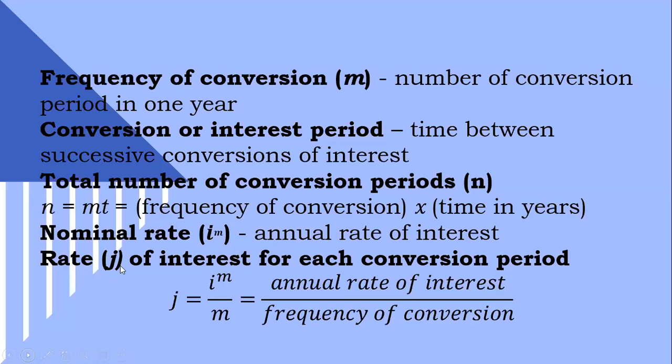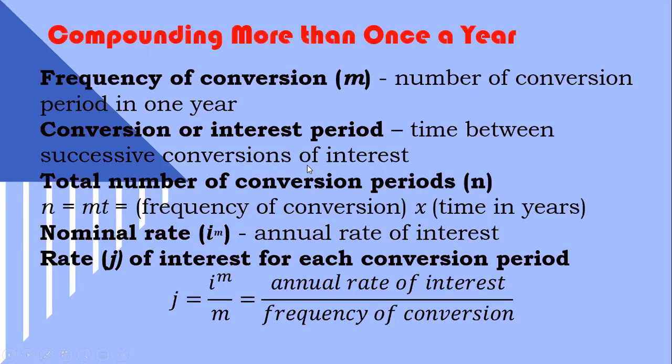But of course, there are problems that require compounding more than once a year. Halimbawa, compounded annually in 4 years. So, ibig sabihin, sa first year, compounded annually na siya. The second year, from the compounded amount, mako-compound pa siya ulit. So, if that will be the case, iba yung magiging computation natin. And you need to know these terms. So we have the frequency of conversion, denoted by M, and the conversion or interest period, the time between successive conversions. Ito yung mga sinasabi ng compounded semi-annually or compounded quarterly.